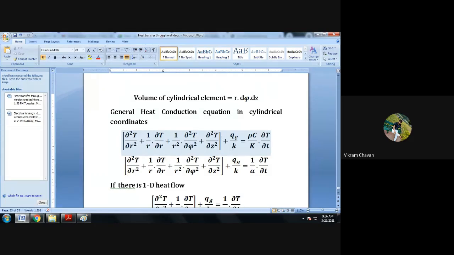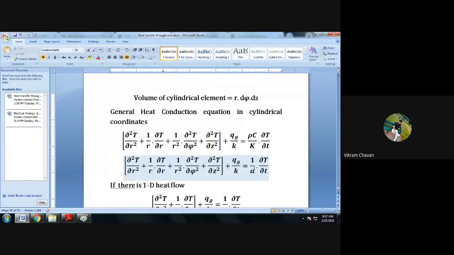Now plus qg divided by k, that is the heat generated in the element, or heat generated in the cylinder. k is the thermal conductivity. This is equal to ρc divided by k, where ρ is the density of the material, c is the specific heat of the material, and k is the thermal conductivity, multiplied by ∂T/∂t, that is the temperature change with respect to time. We know that k by ρc is nothing but thermal diffusivity, that is alpha. So here ρc divided by k is there, so we have considered it as 1 upon alpha.